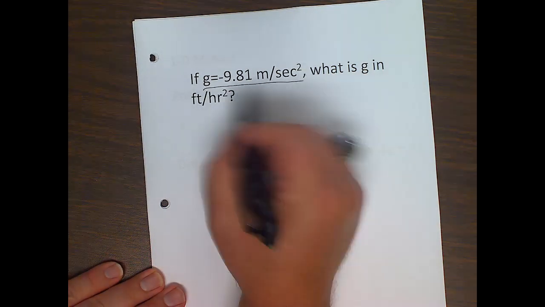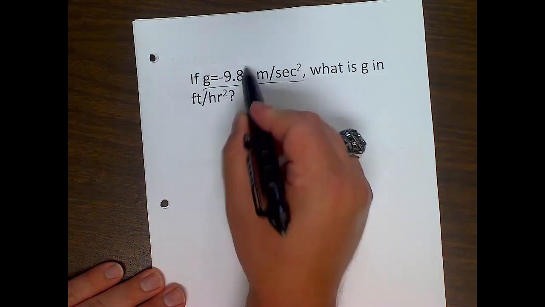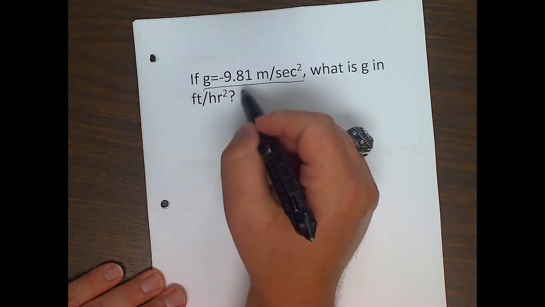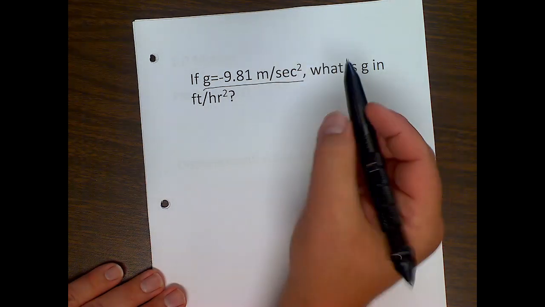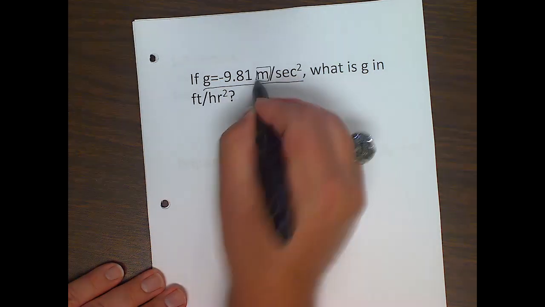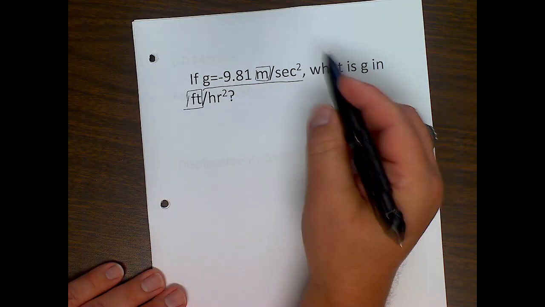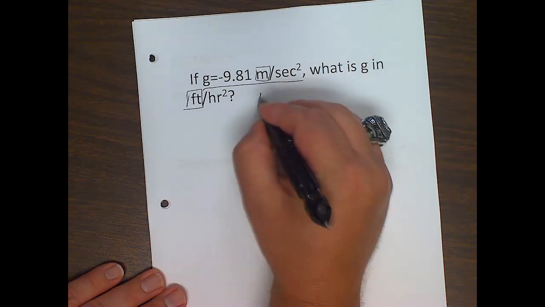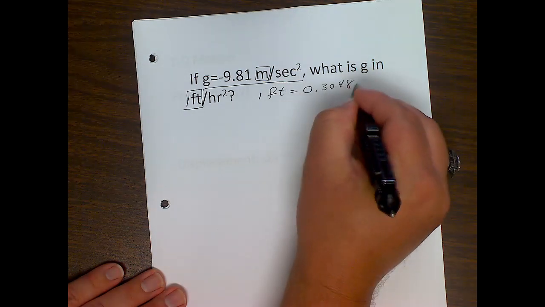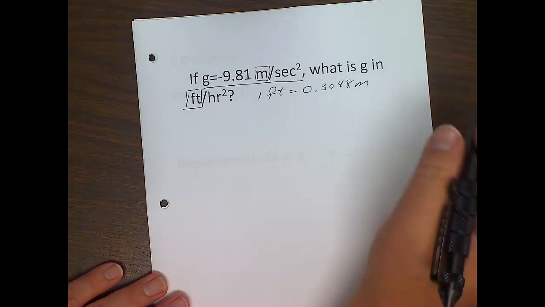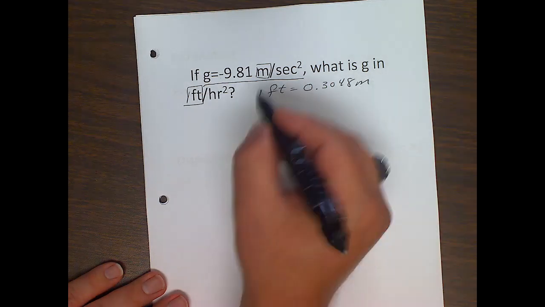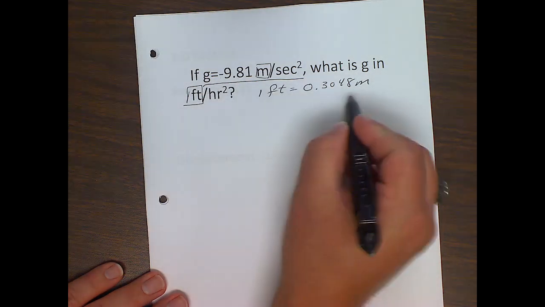If this thing, little g, is a negative 9.81 meters per second squared, what is g in feet per hour squared? Well, we need some equivalence statements. First of all, you need an equivalence between meters and feet. Now, you may not know this off the top of your head, but 1 foot is approximately equal to 0.3048 meters. Did you know that off the top of your head? Probably not. But there it is. You could have looked that up, or now I've given it to you.